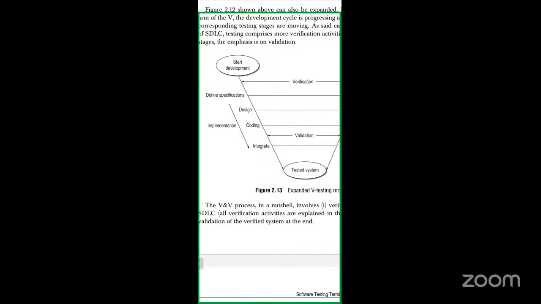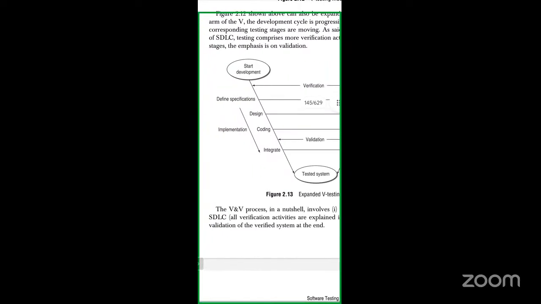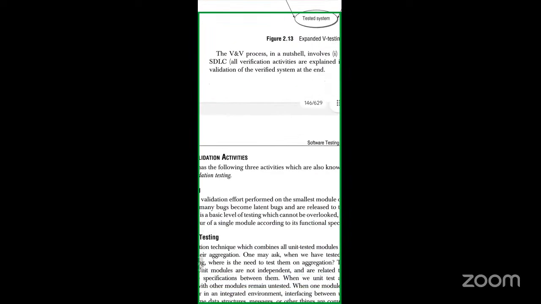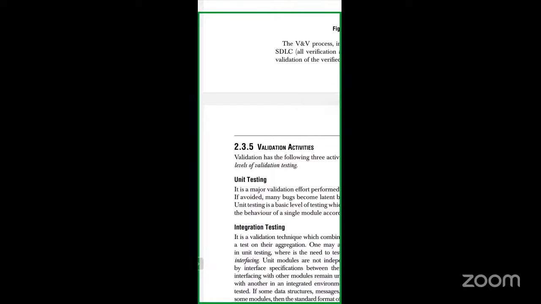Here we will be defining the specifications, design related aspects, coding related aspects, and integration related aspects. Similarly, we will be checking for the verification, that is specifications, design, unit test, and integration test, with the help of our testings and implementations. Then we will be concluding with the validation activities, that is whether all these modules are valid modules in this particular project or not.